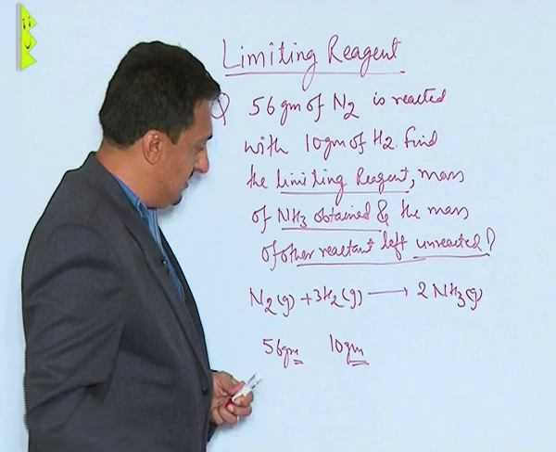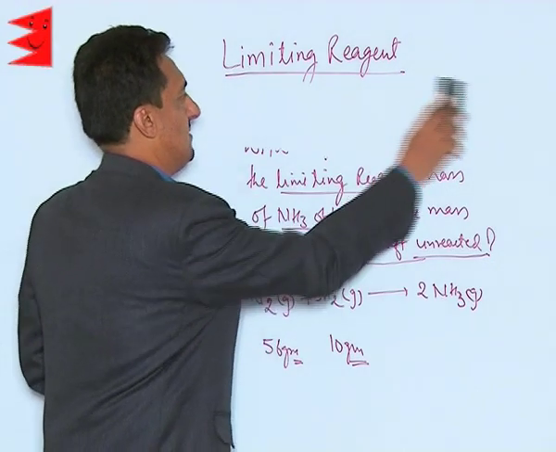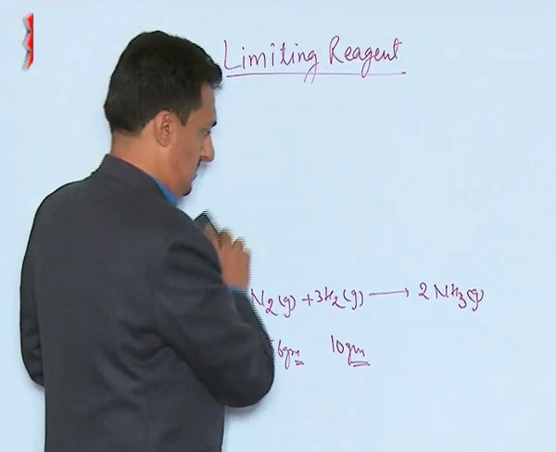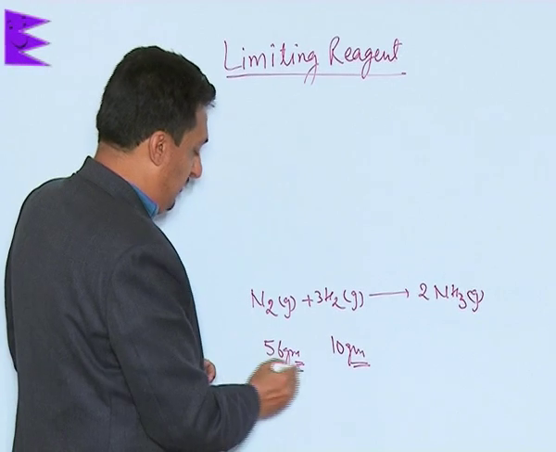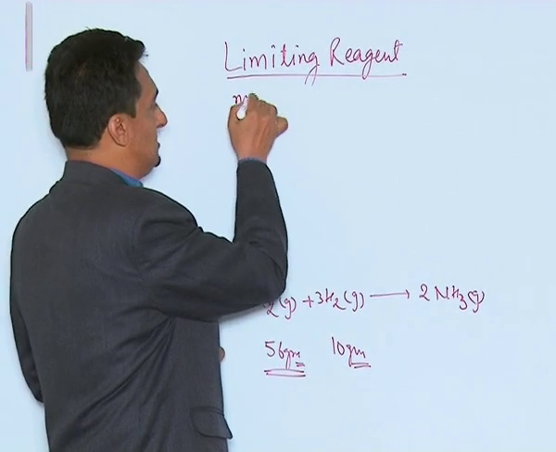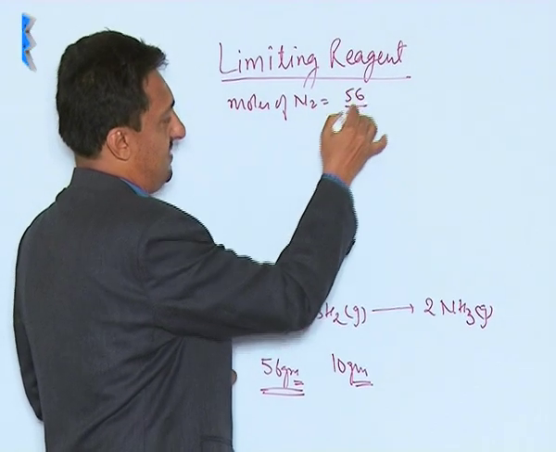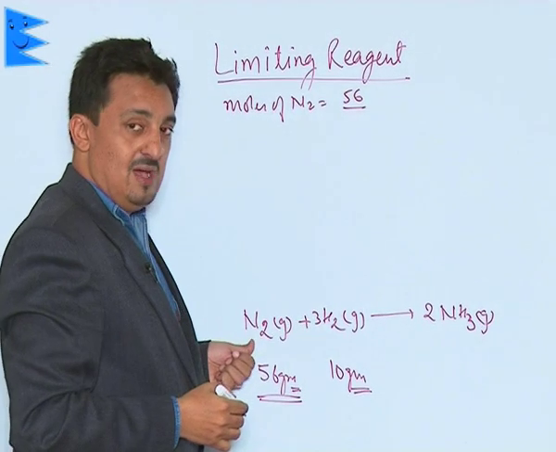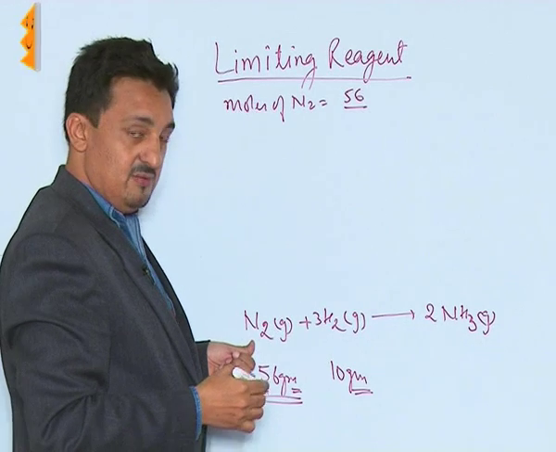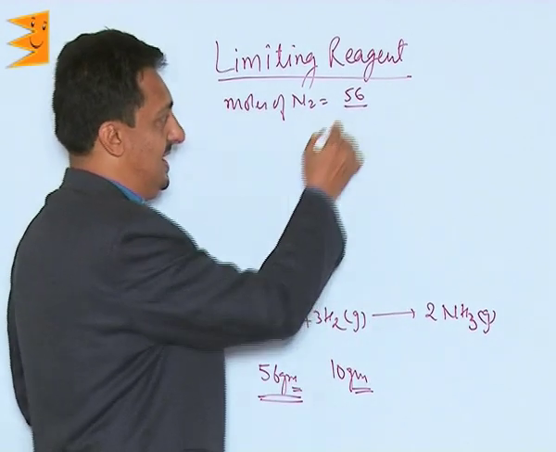Now how to find it out? Let us see this. We are given 56 grams of nitrogen, so moles of nitrogen are 56 divided by the gram molecular mass or molar mass of nitrogen, which is 14 and 14 makes it 28.